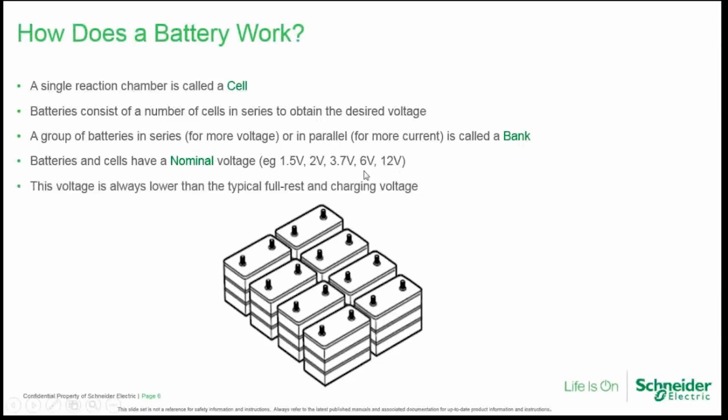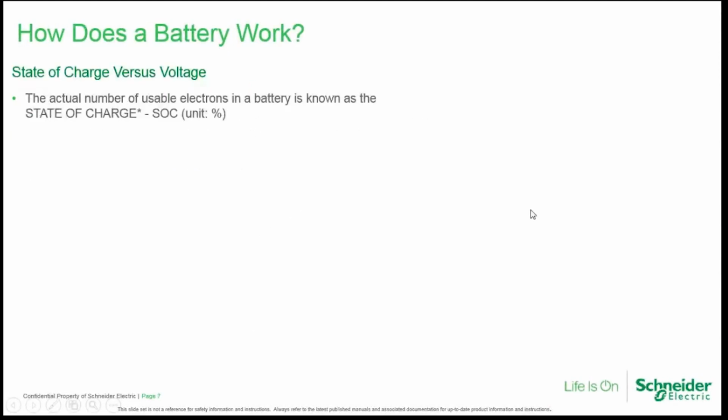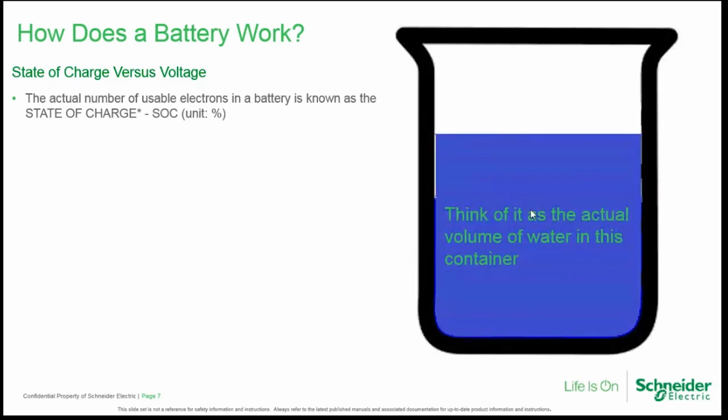And this so-called voltage is always lower than the typical full, what we call rest voltage, and definitely lower than the charging voltage. You need way more than 12 volts to charge a 12 volt battery, and a full 12 volt battery should have more than 12 volts on it. But when I say more than 12 volts on it, that gets us confused again. That gets us confused with a thing called state of charge. State of charge is actually what tells us if the battery is full or not. You can think of it as the actual volume of stuff in this container.